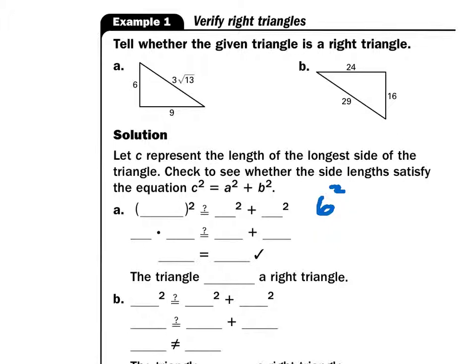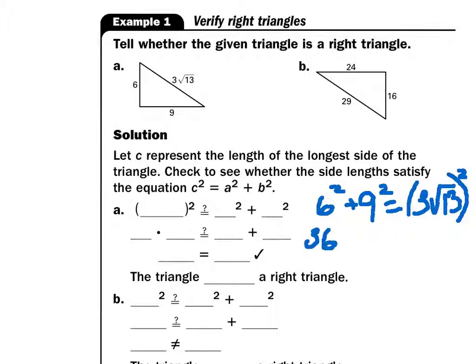So a squared is 6 squared, b squared is 9 squared, and c squared is 3 times the square root of 13 squared. Now how do I write that? If I just put the 2 up here, it looks like just the square root of 13 should be squared. I need to put this in parentheses so the whole thing will be squared. Okay, 6 squared is 36, and 9 squared is 81. Now what's this squared? Well, 3 squared is 9. What's the square root of 13 times the square root of 13? That's just 13.